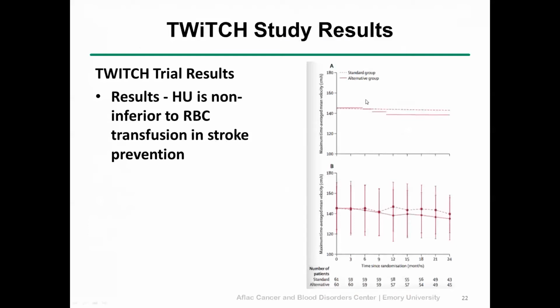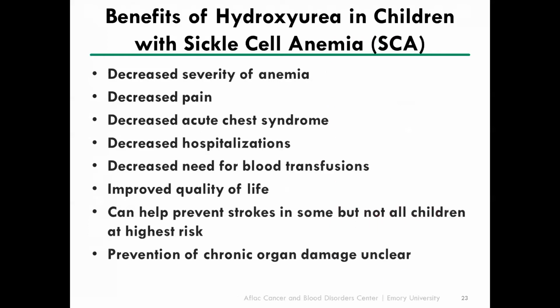And these curves show the TCD velocities in the patients, comparing the standard group that continued the transfusion and the alternative group on Hydrea, and essentially there was no difference. And thus, it turns out that for some of these children, hydroxyurea is an effective and safe alternative to blood transfusions to prevent a first stroke.